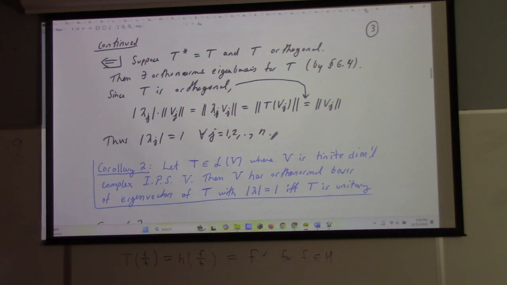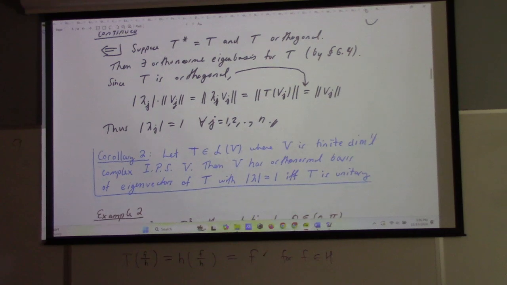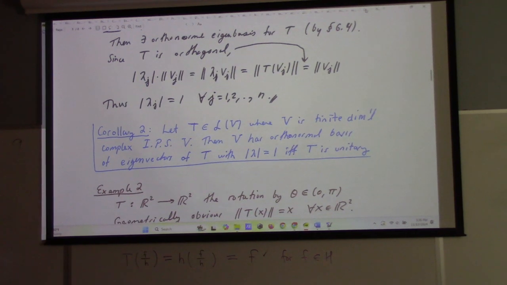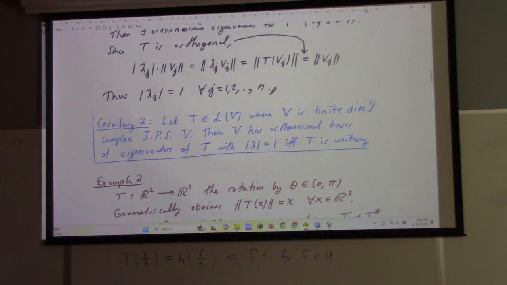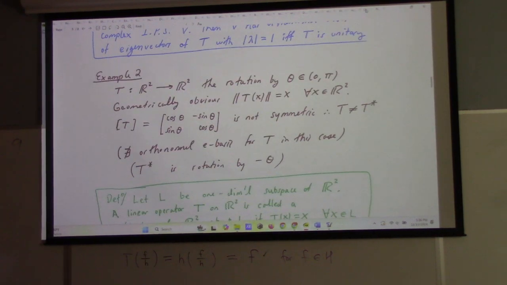Okay, Corollary 2 here. If you have a linear transformation T on a complex inner product space V, then V has an orthonormal basis of eigenvectors of T with complex length of the eigenvalue being 1 if and only if T is unitary. And the proof of that would be similar to the one I just gave you, but we won't go through it.